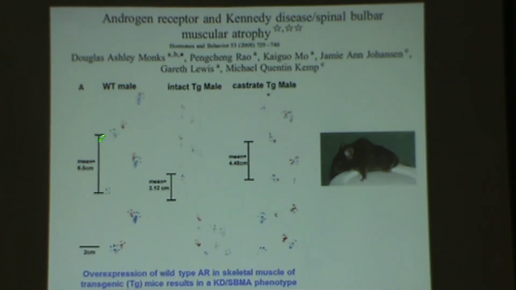In the wild type mouse, it was able to have 6.5 centimeters between its footprints, whereas the transgenic mouse, the one expressing more androgen receptor, had a very short length between its footprints, about 3 centimeters. But if those males were castrated, so they had less testosterone to bind to the androgen receptor, they recovered somewhat from having the disease.